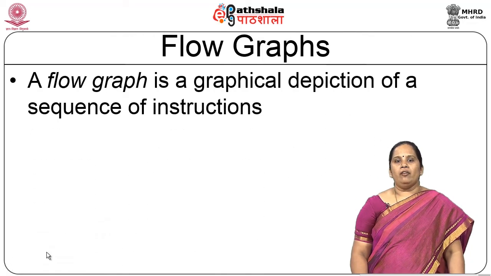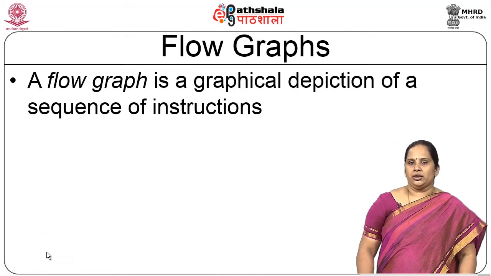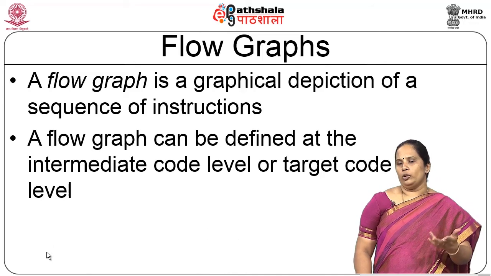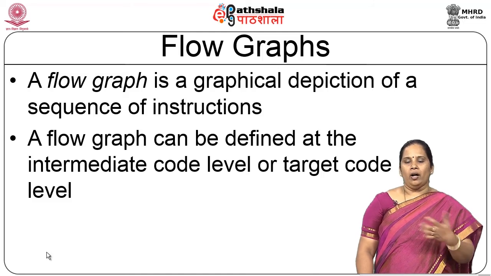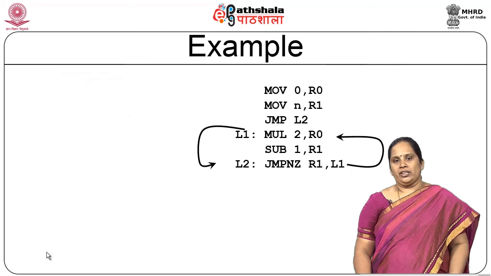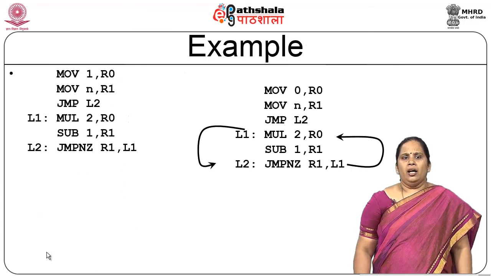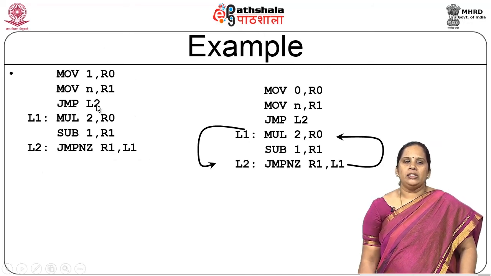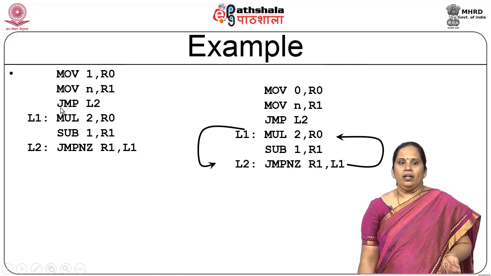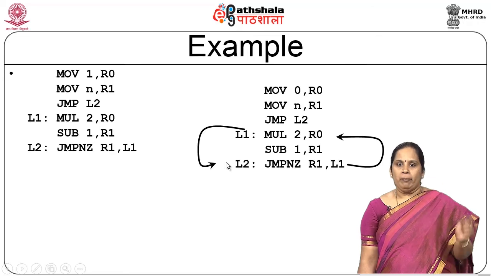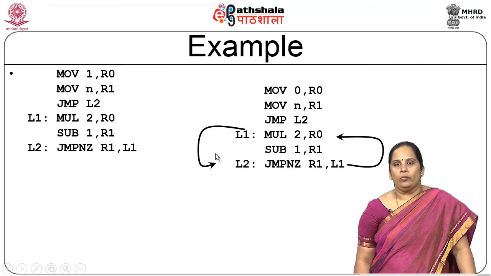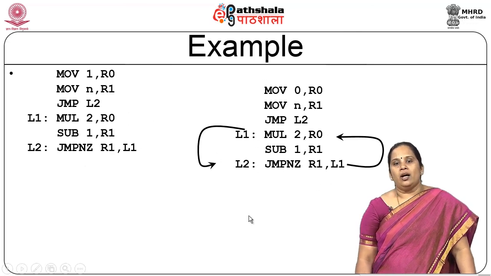Now, a flow graph is a graphical depiction of a sequence of instructions. It can be defined at the intermediate code level or at the target code level. It can be done at both levels, where it is useful for optimization. An example is here, where I have move 1 comma r0, move n comma r1, jump L2. This is at the final code level. I say a jump L2, so I will have an arrow from here to here indicating I have a jump. And then here I will say jump on non-zero r1 comma L1, where I will go back to L1. So, I am depicting it here. This is called a flow graph.